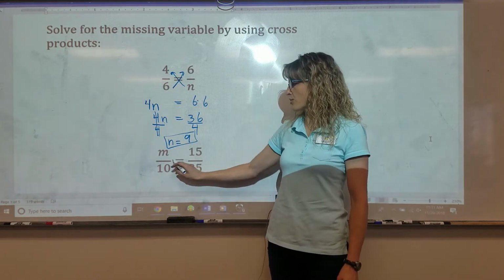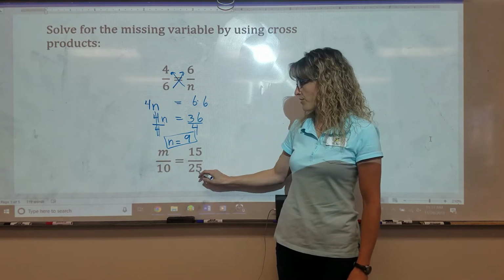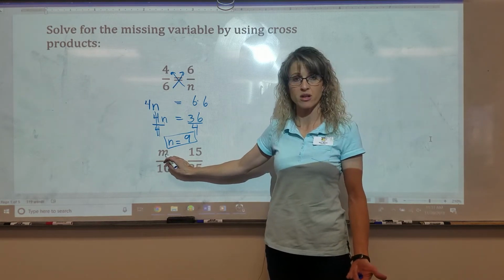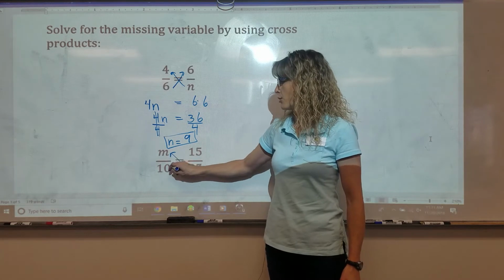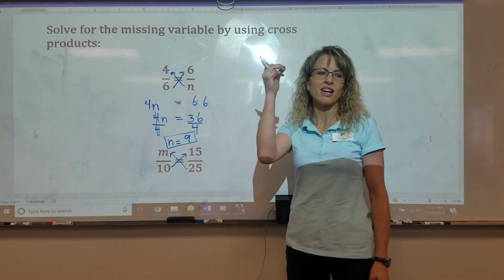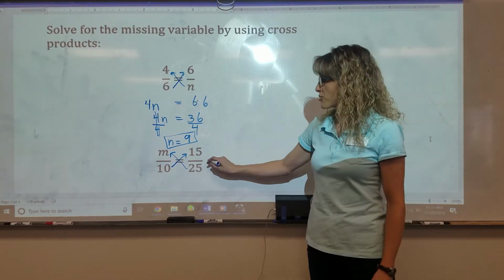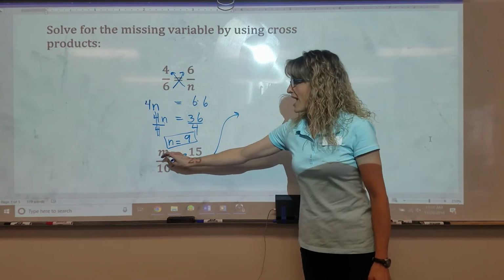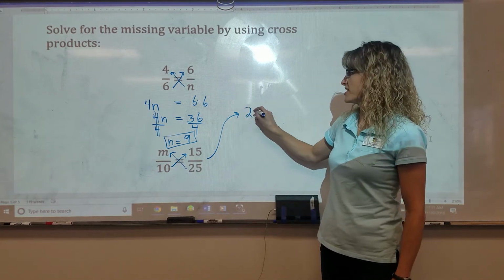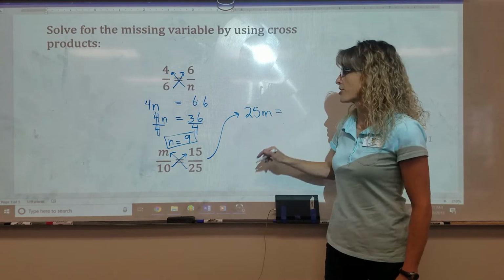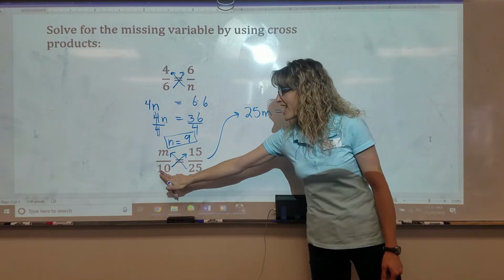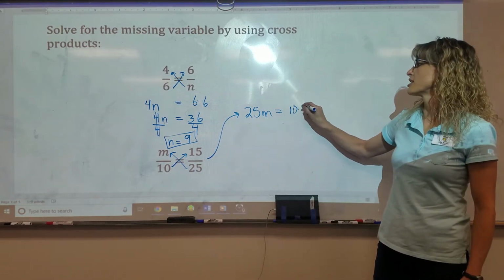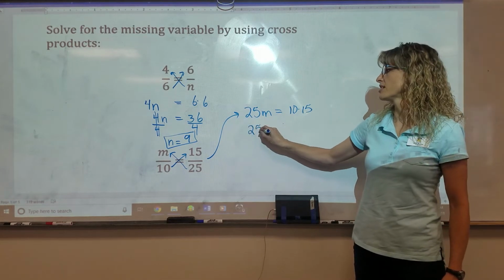Okay, so let's try this one. m over 10 equals 15 over 25. Our missing number is on top this time, but our method will be the same. We take the cross product. So m and 25 multiply together. I'll write the coefficient in front, and then equals 10 times 15. Next step is to simplify.